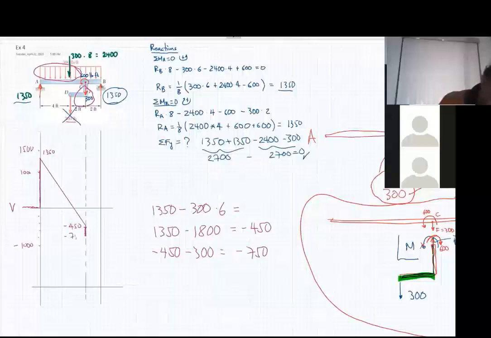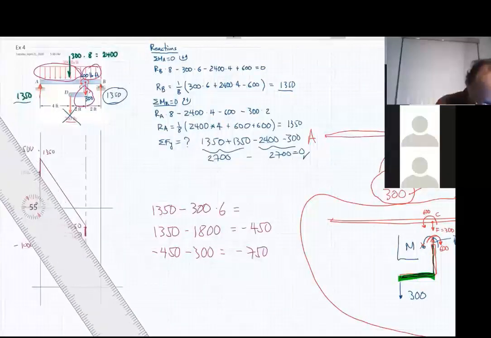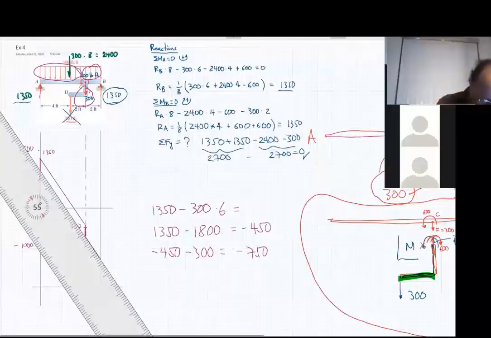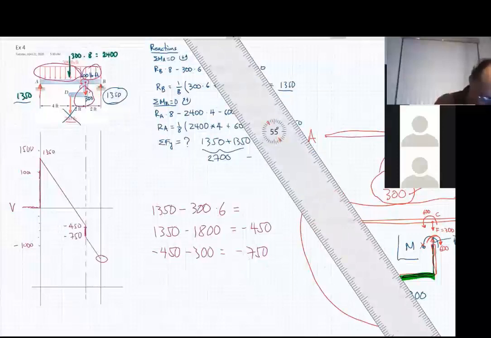Minus 750. And then what happens after that? Well, I have the rest of the distributed load, so I keep going down with the same slope, up to this point here, that will be minus 750 minus the area of the rest of the load here, that will be 300.